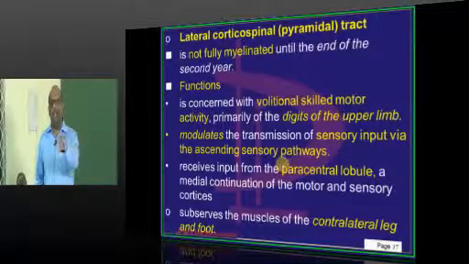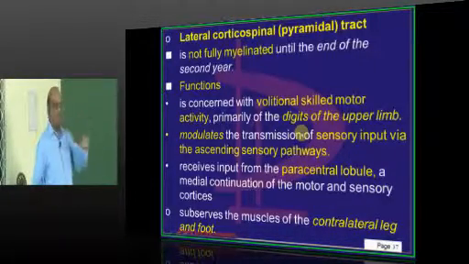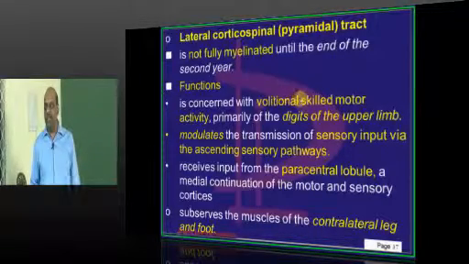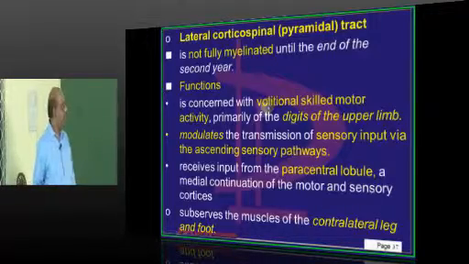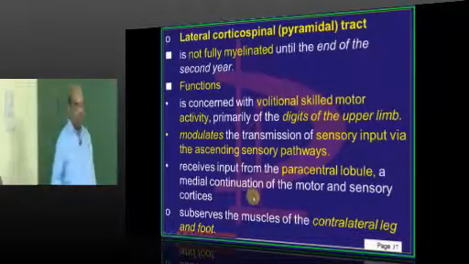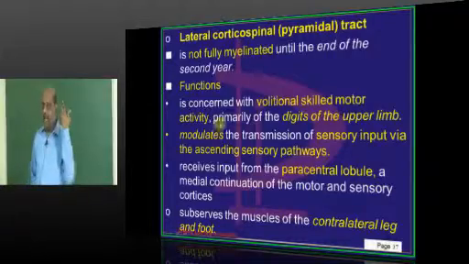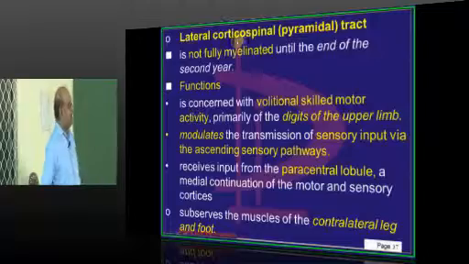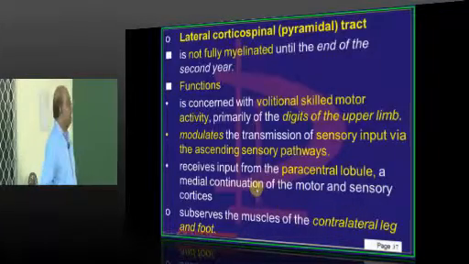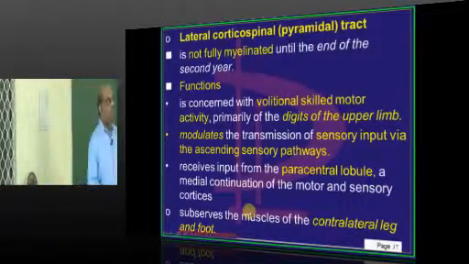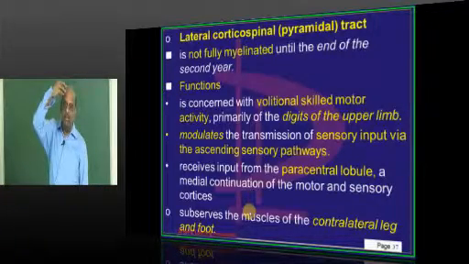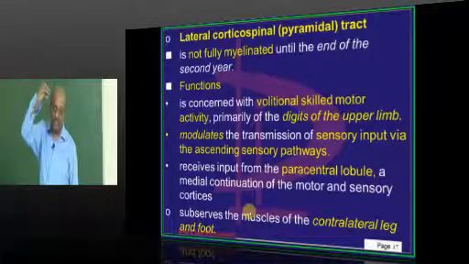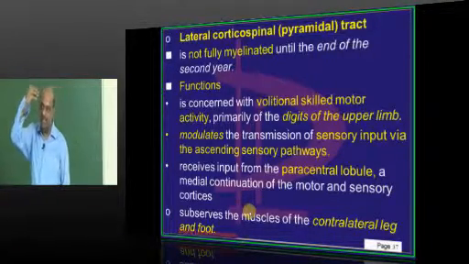So what is its main function? The volitional skilled motor movements, doctor, mainly the digits of the upper limb. Most of our life depends on our fingers, what we do, what we write, anything. Then the ascending sensory pathways are there, though even their sensory input also is modulated by the corticospinal tract. Then all this is arising from the motor cortex, which is the precentral gyrus, right?